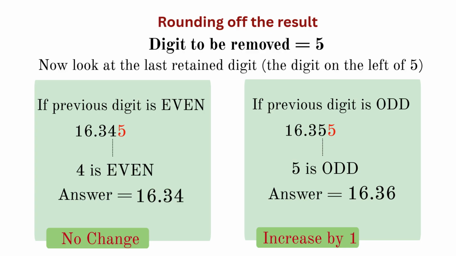Now what happens when the digit to be removed is exactly 5? Look at the digit before 5. If that digit is even, leave it unchanged. For example, 16.345 becomes 16.34. No change is required. But if the previous digit is odd, then increase it by 1. For example, 16.355 becomes 16.36. This rule helps reduce bias in scientific calculations.